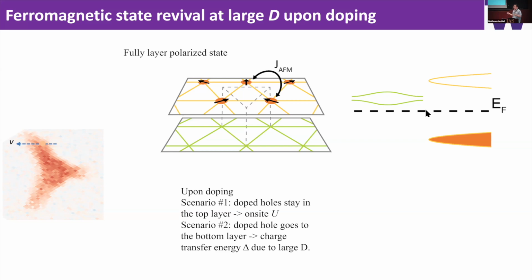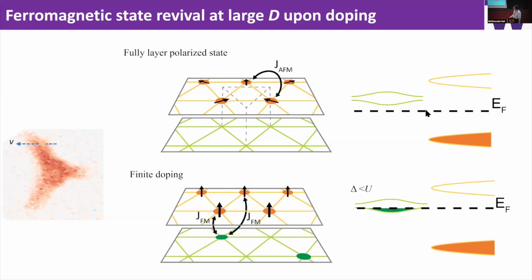Then eventually, the carrier either goes to the top layer or goes to the bottom layer, depending on the competition between these two energy scales: one is this on-site Hubbard interaction, the other the charge transfer energy. In the condition when the on-site interaction energy U is larger than the charge transfer energy, then these carriers are going to go to the bottom layer. Once the carrier goes to the bottom layer, they are going to mediate the magnetic interactions between the carriers in the top layer, giving rise to ferromagnetism. So that's why we see the ferromagnetism actually come back once we dope the system.